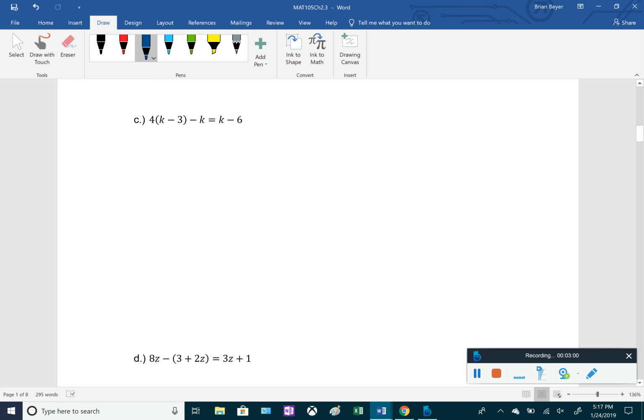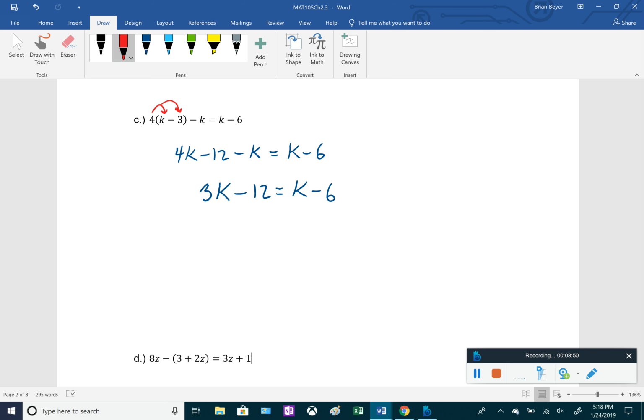For C, we have 4 times k minus 3 minus k equals k minus 6. So first, we have to simplify both sides of the equation separately, so we're working with them independently. So it's going to be distributing. We have to distribute that 4 to both terms. So that's going to be 4 times k minus 4 times 3 is 12, minus k equals k minus 6. So we have to combine like terms on the left. We have 4k minus k, which is 3k. So 3k minus 12 equals k minus 6.